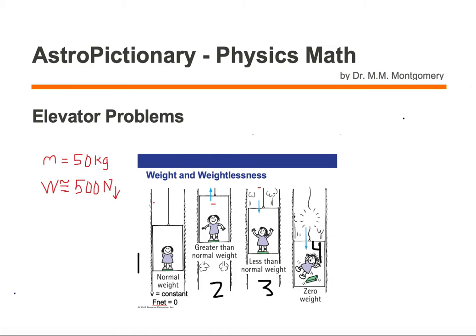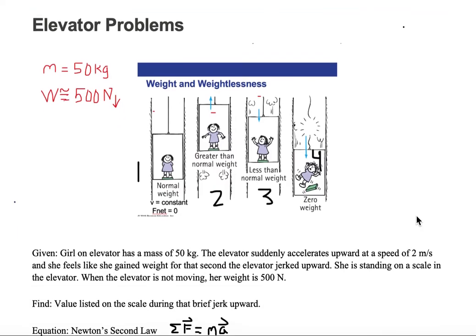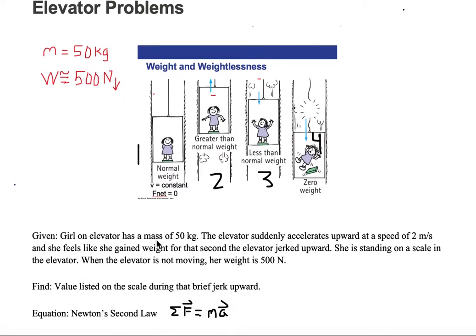In this AstroPictionary Physics Math, we're going to go over elevator problems. We have a girl on an elevator and her mass is 50 kilograms. The elevator suddenly accelerates upward at 2 meters per second squared, and she feels like she gained weight for that second the elevator jerked upwards. She is standing on a scale in the elevator.